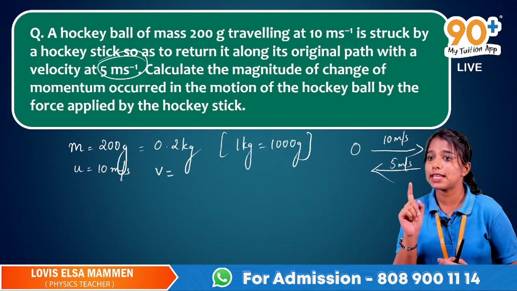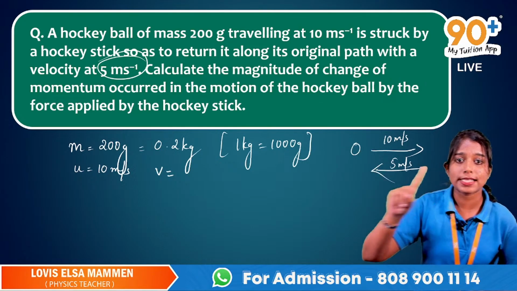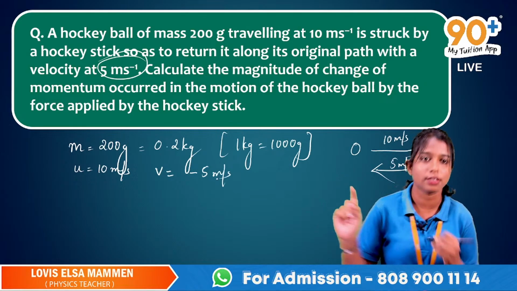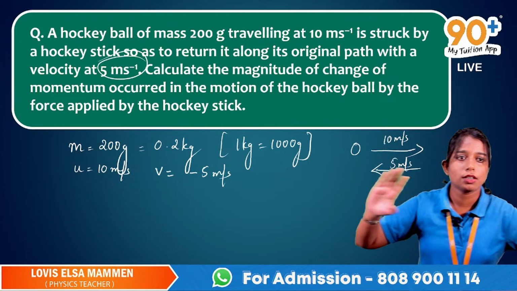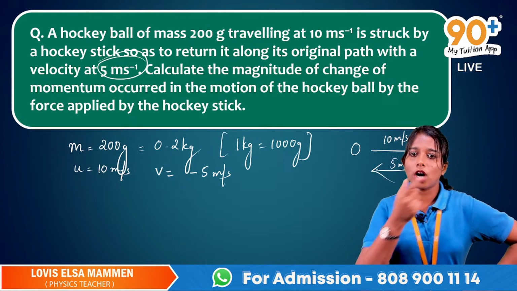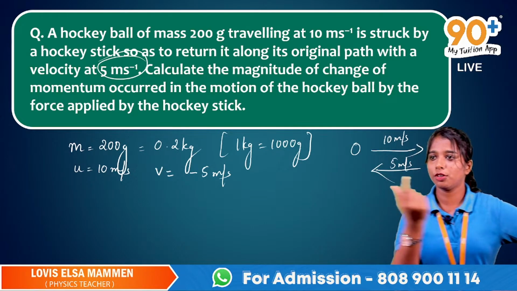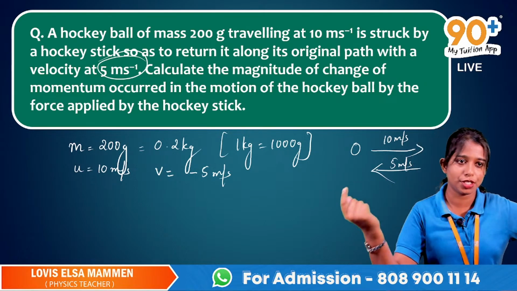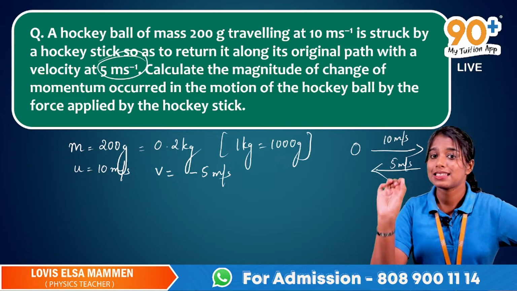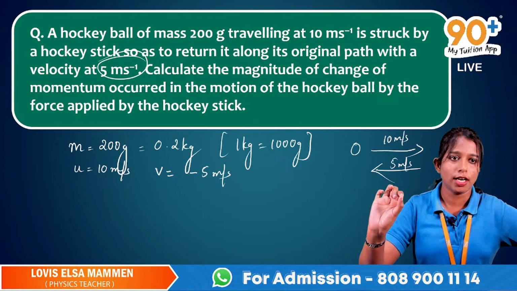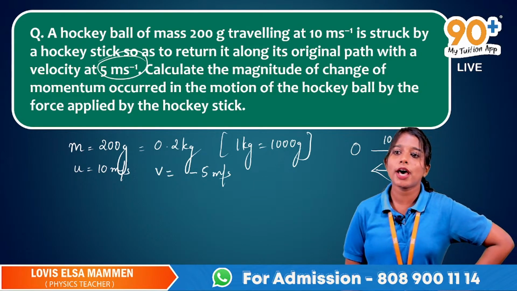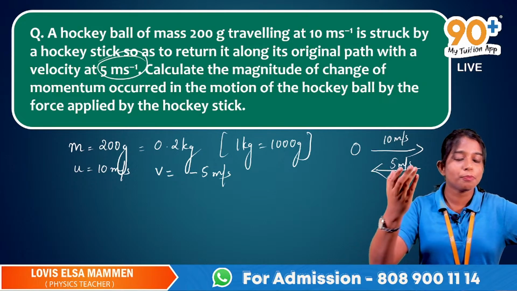But you need to understand, as you have studied, that it is going in the opposite direction. So we can take it as -5 meter per second, as the direction is opposite. This is where mistakes are likely. It is traveling in the opposite direction, so you need to take the sign also. So it is -5 meter per second. Now you are asked to find the change in momentum.